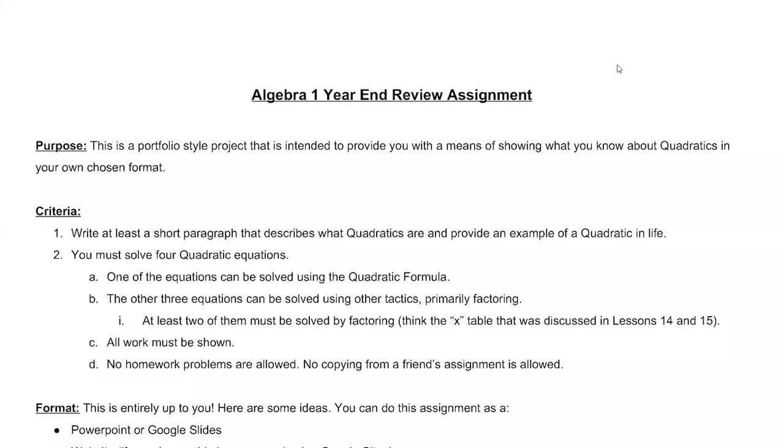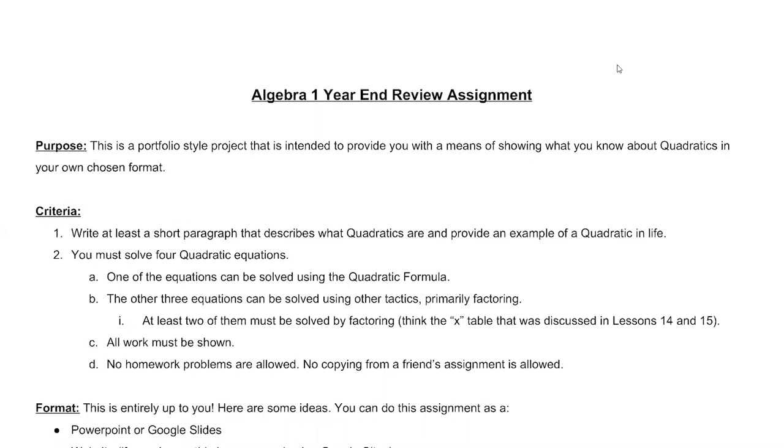Alrighty, so this is for the year-end review assignment, and this is going to be focused on quadratics, the module that we just spent a bunch of time talking about through our knowledge of foiling, factoring by finding GCFs and expanding using the X table, and what we discussed today on Thursday, May 21st, the quadratic formula. So here's what the goal is.